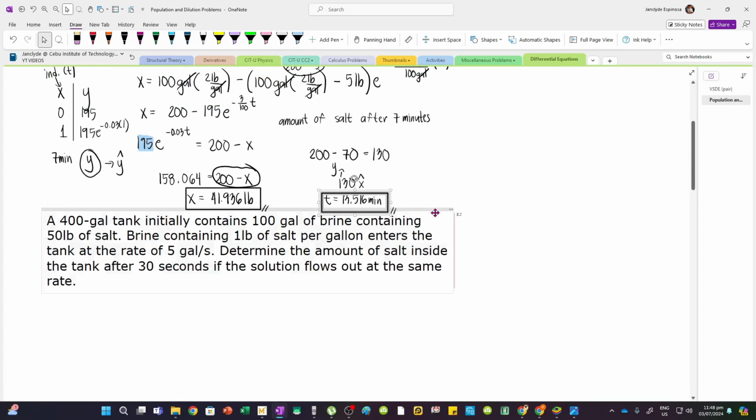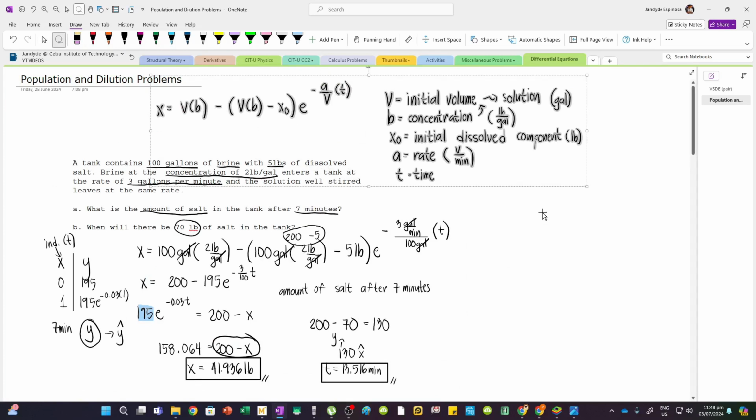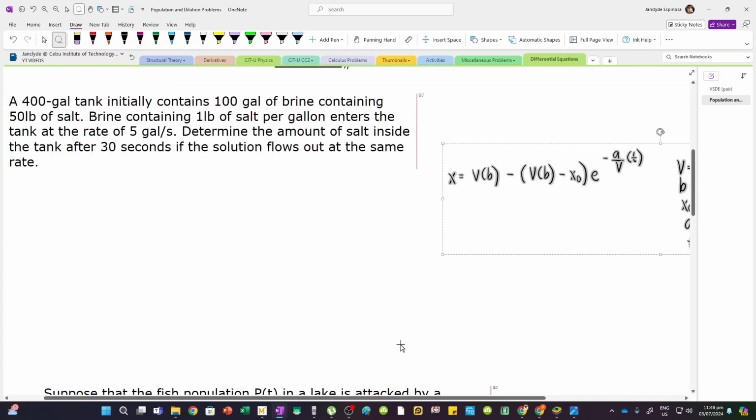Now we have another problem. A 400 gallon tank initially contains 100 gallons of brine containing 50 pounds of salt. Brine containing 1 pound of salt per gallon enters the tank at the rate of 5 gallons per second. Determine the amount of salt inside the tank after 30 seconds if the solution flows out at the same rate. So we're going to copy this, and then model an equation for x.